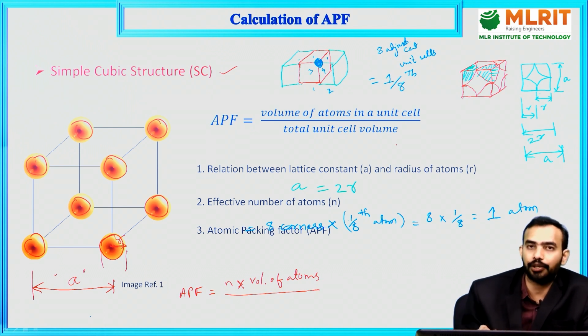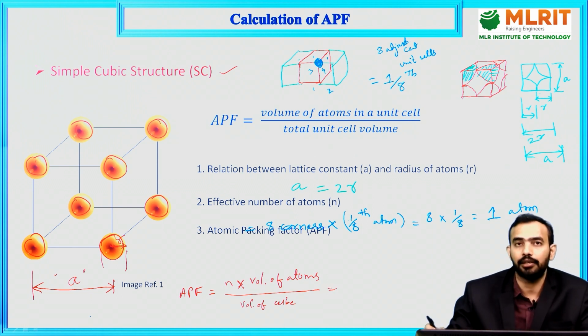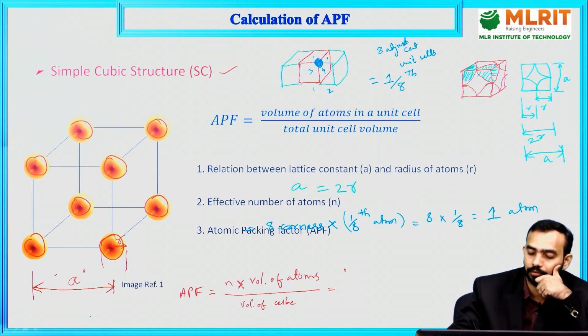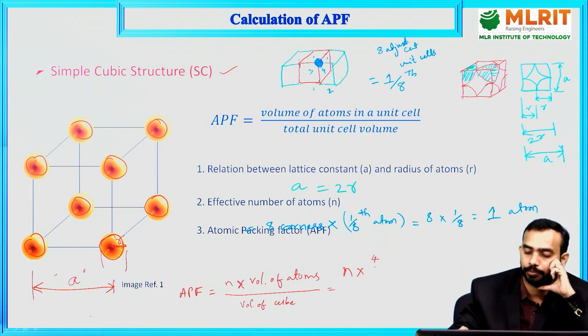So the unit cell is a cube, so that is the volume of a cube. We know the lattice constant is A, right? So now how do I write it? N multiplied by the volume of the atom, which is considered to be a sphere. The volume of a sphere is 4/3 pi r cubed.